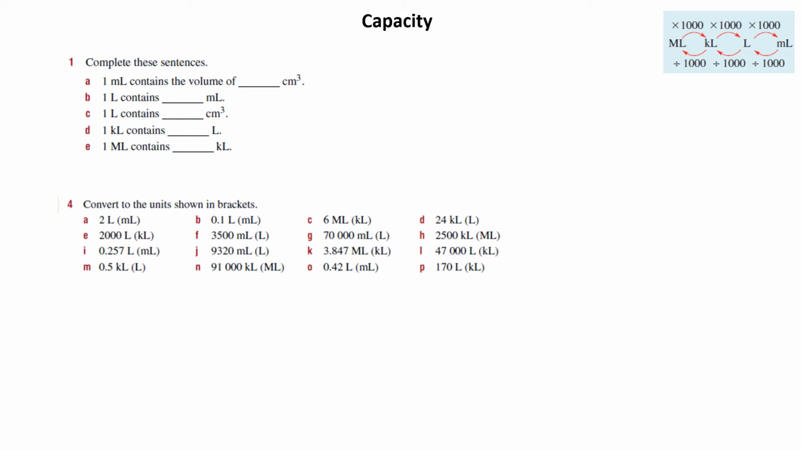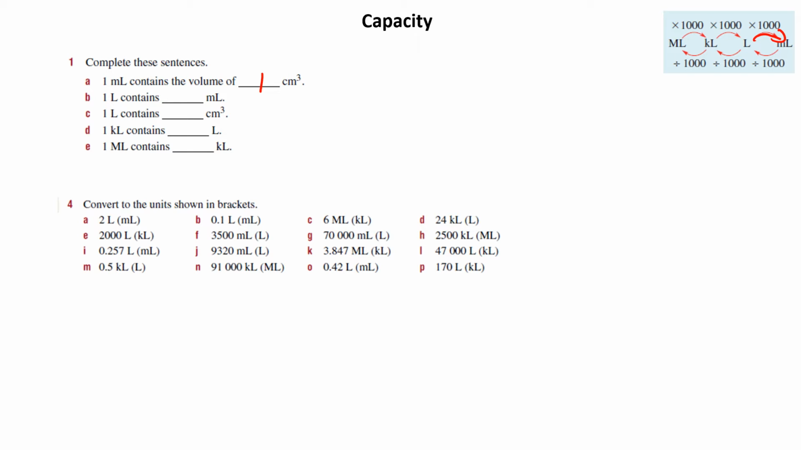So in this video, we're going to be looking at some questions related to capacity. 1 milliliter contains a volume of 1 centimeter cubed. 1 liter contains how many milliliters? 1 liter, and I'll convert it to milliliters, so I'd have to multiply it by 1,000.